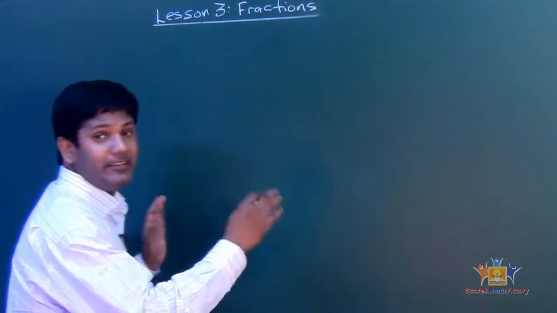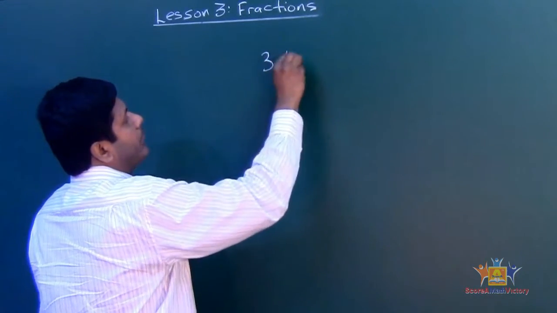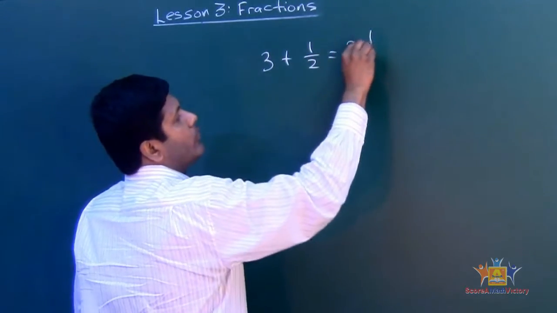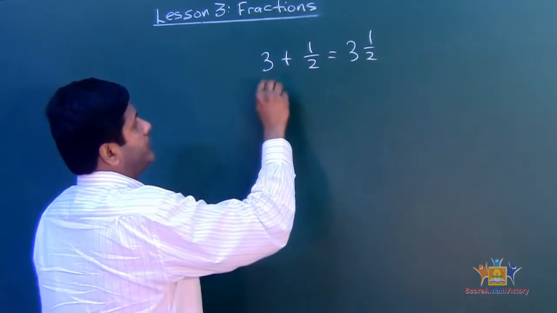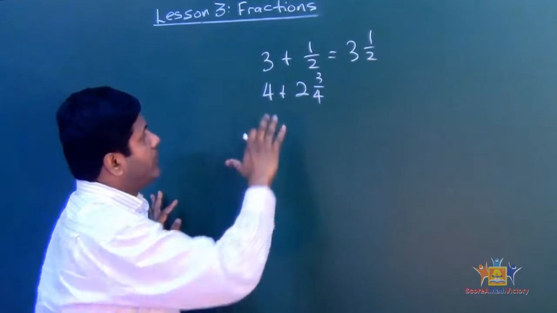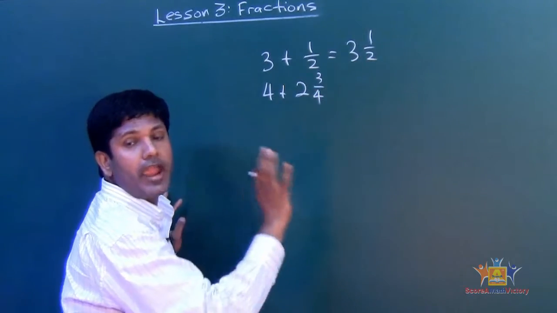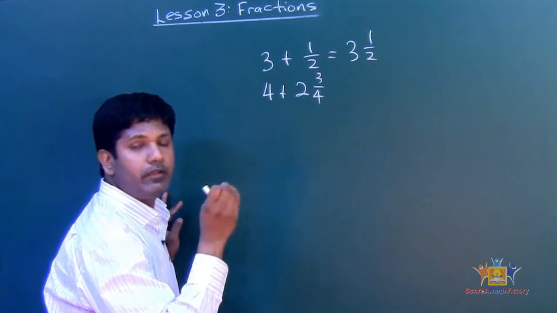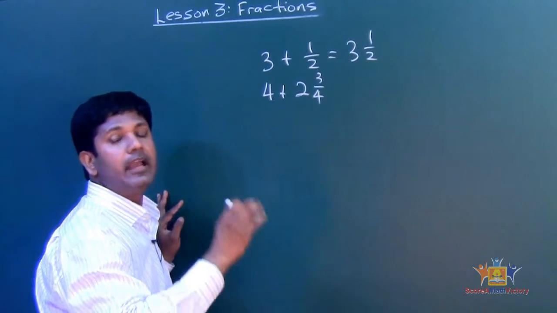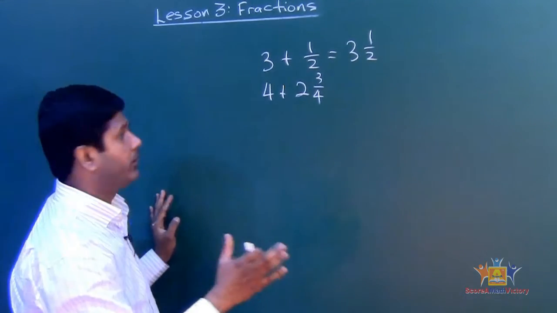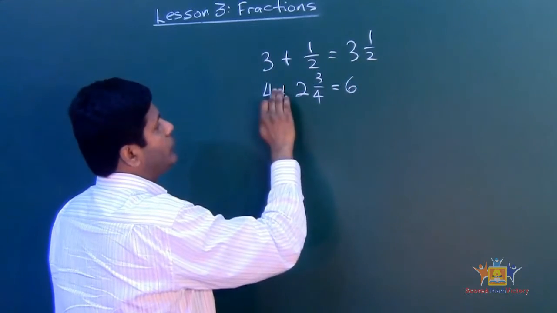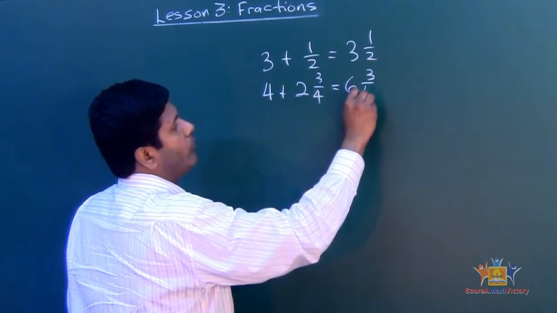Alright, my dear students, let's say for example I give you 3 plus 1 over 2. Pretty much you put it 3, 1 over 2. That's it. See that? Now let's say for example 4 plus 2, 3 over 4. When you have a whole number and a fraction, you add the whole numbers and then add the fractions separately. So in this case I've got a whole number and a whole number. 4 plus 2 is 6. No fraction to add, just bring the 3 over 4 across.